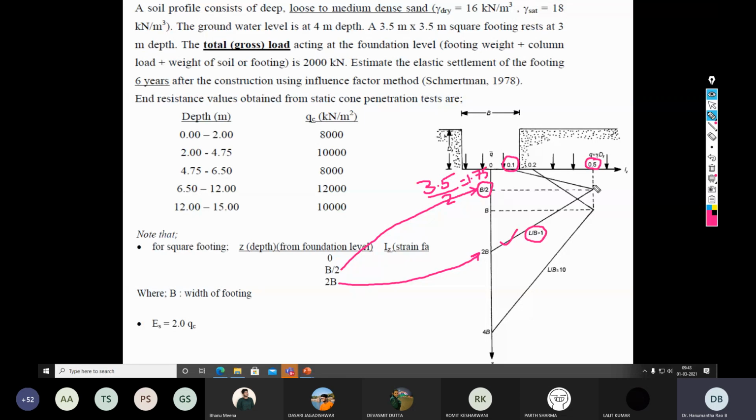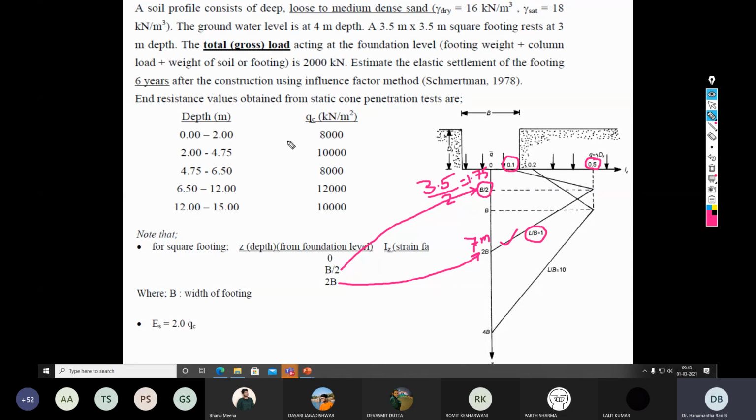So the strain influence factor at the foundation level is 0.1. At a depth of B by 2, that is 1.75 meter, it is 0.5. And at a depth of 2B, that is 2 into 3.5, that is 7 meter, the value is 0. So this is how one can construct the strain influence diagram.